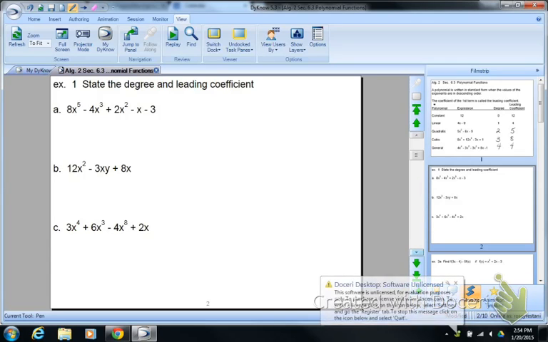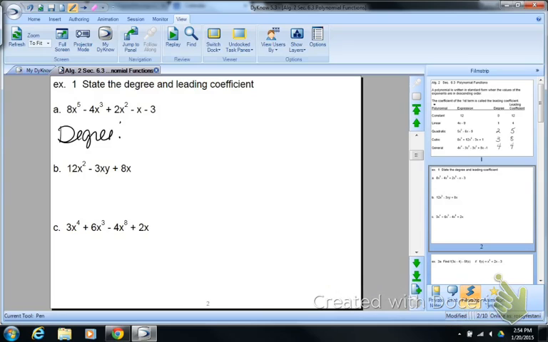Example 1, state the degree and the leading coefficient. So the very first, always look to make sure that it is in descending order, which is called standard form. Is example A in descending order? Yes, it is. So what is the degree? 5. The degree is 5. And the leading coefficient, by the way, the abbreviation for leading coefficient is capital LC. So the leading coefficient is 8.